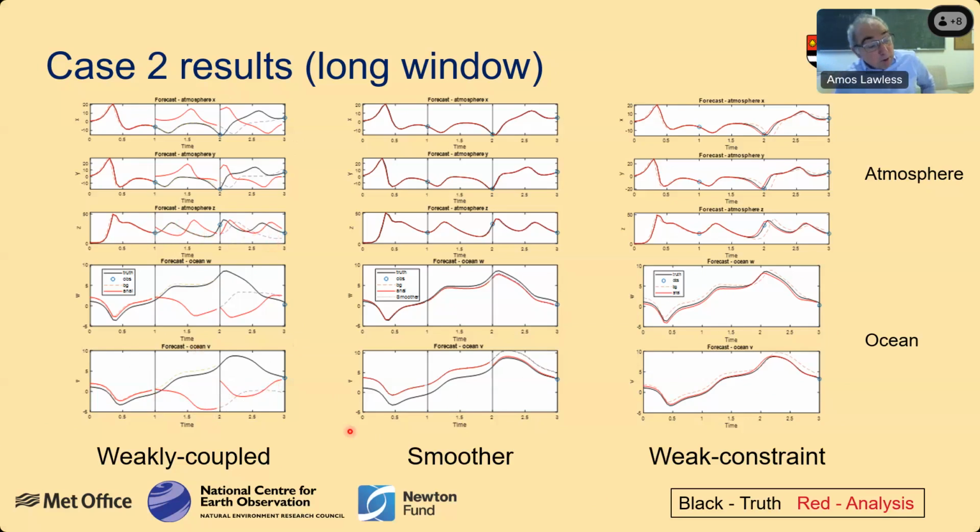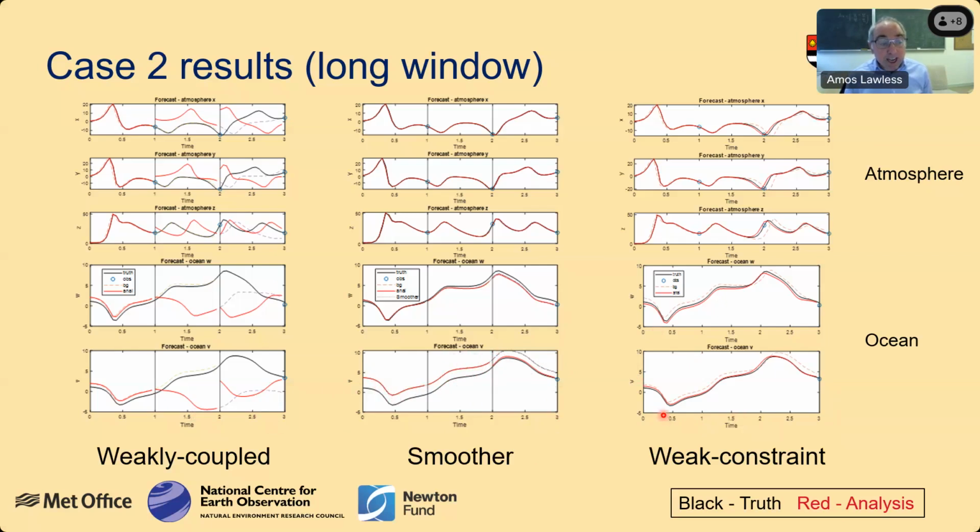When we do this smoother system, so this is the middle plots, we're using this observation to fit in the final window, but also to smooth over the whole period. And so we do get an improvement over the whole period with respect to the weakly coupled system, particular improvement in the final window, but also we see an improvement with respect to the weakly coupled system in this middle period as well, with perhaps a slight degradation here.